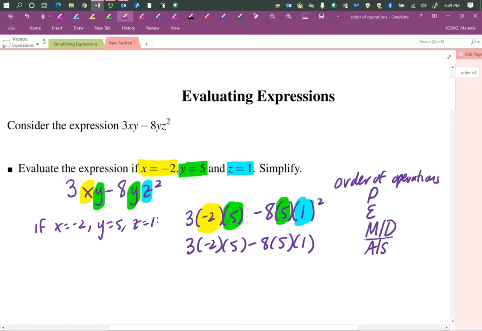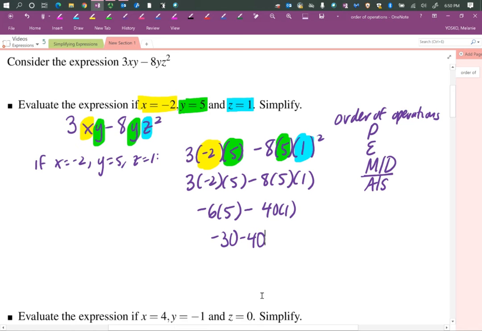And then M and D in PEMDAS stands for multiplication or division, whichever comes first from left to right. So we can multiply 3 times -2, we get a -6 times 5. Minus 8 times 5 is 40 times 1. So -6 times 5 is a -30. Minus 40. Now we combine those. They have the same sign, which means we add them, and we use the sign that they both have, which is -7.